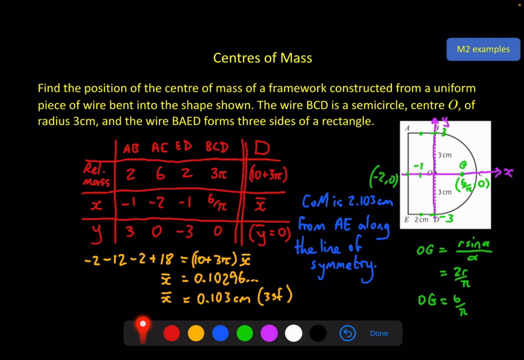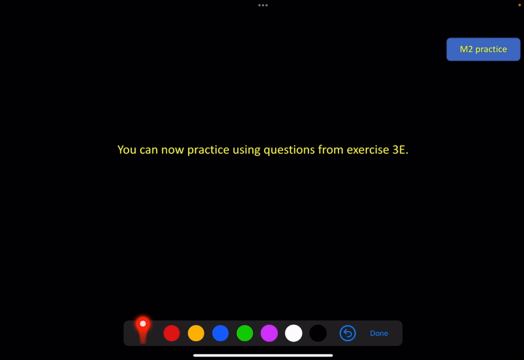I hope that's enough for you now to have a go at some of the questions in exercise 3E, and this sort of wraps up a lot of the centre of mass work. From here on in, we're going to be looking at using laminas and frameworks to find various angles in different situations, and a little bit at non-uniform systems.